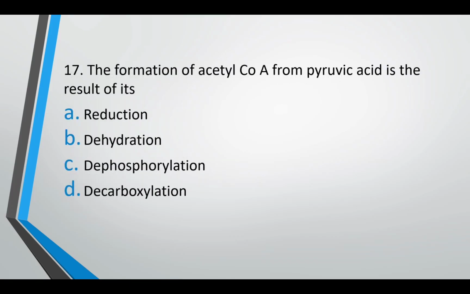The formation of acetyl-CoA from pyruvic acid is a result of option A, reduction. Option B, dehydration. Option C, dephosphorylation, or option D, decarboxylation. Correct answer is option D, that is decarboxylation, and that's why acetyl-CoA is a 2-carbon compound whereas pyruvic acid is a 3-carbon compound. So one of the carbons is getting removed, decarboxylation.